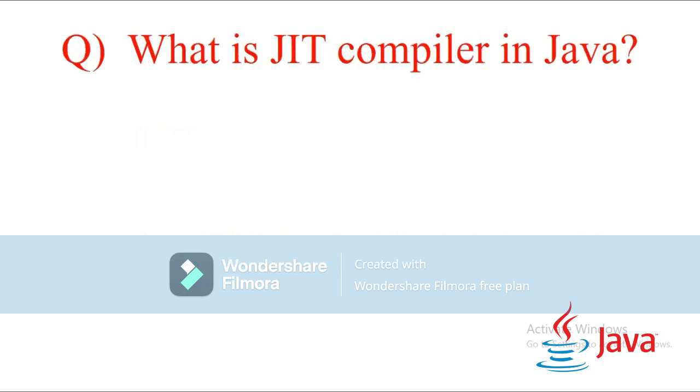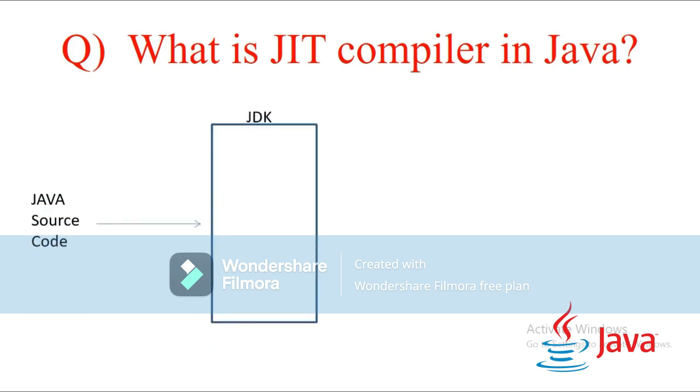The third question is, what is the JIT compiler in Java? This is one of the very basic questions, you should know it for sure, but many don't know it. So this question is for them. If you have Java source code, there is something called the JDK. You create the Java source code, and the JDK has javac.exe, which is nothing but a compiler. This compiler converts your code to byte codes.